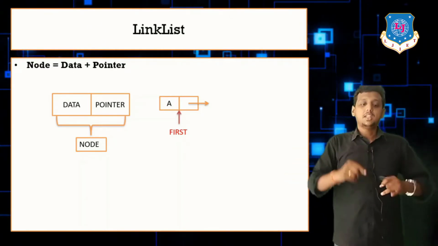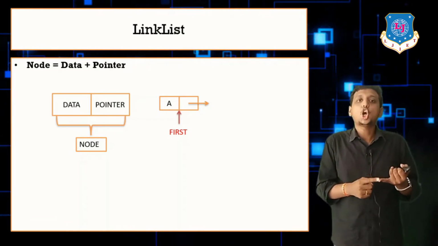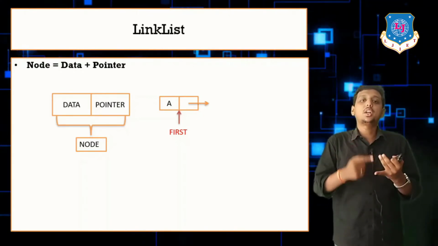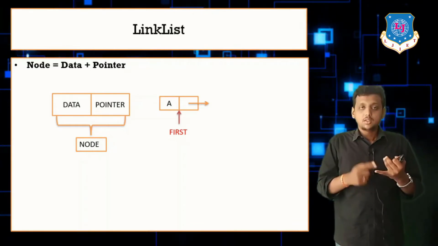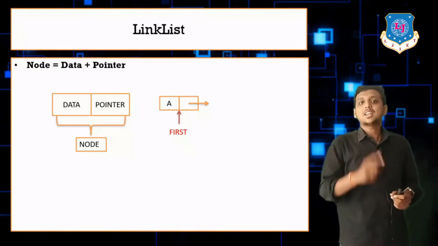So students, just tell me, what is top? Top is a pointer, right, which is pointing to the topmost element of the stack. Good. Now, what do we mean by front and rear? Front is a pointer which is pointing to the first element of the queue, and rear is a pointer which is pointing to the last element of the queue.